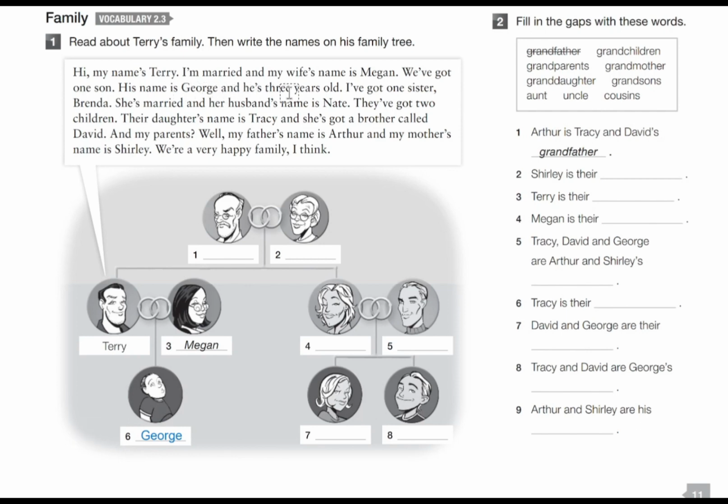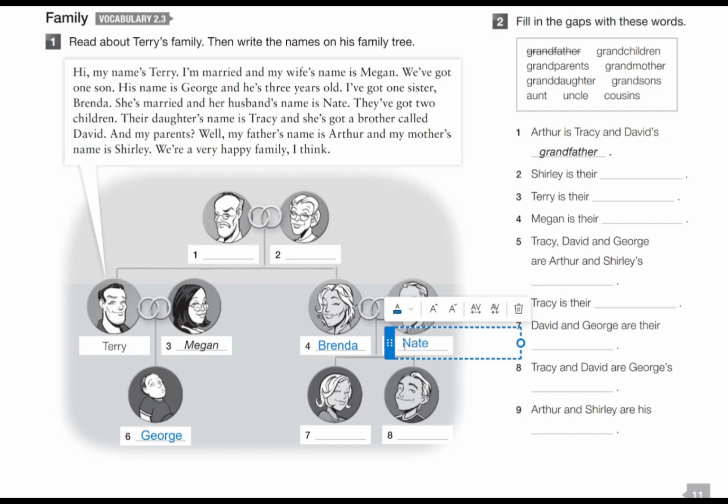His name is George and he's 3 years old. I've got one sister. Okay, so Terry has got a sister, Brenda. So they're coming from these guys, right? So Megan. So this sister, this woman must be Brenda. So we're gonna write here Brenda, number four. Number four is Brenda. She's married, her husband's name is Nate. So this husband, number five, is Nate.